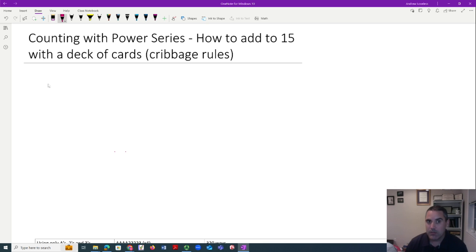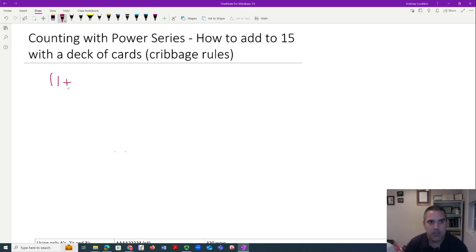This particular video is much more mathematical, and I wanted to talk about the issue of how we count the number of ways we can get 15, and this made me think of something from long ago that I really enjoyed: we can actually use generating functions and power series to do such things. Now, what do I mean by that?